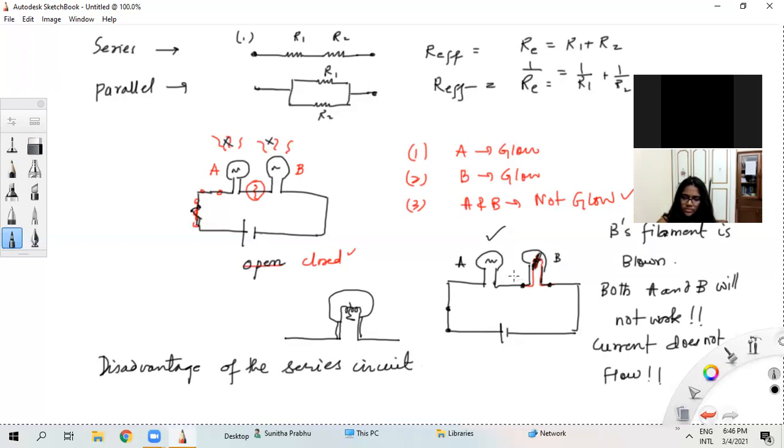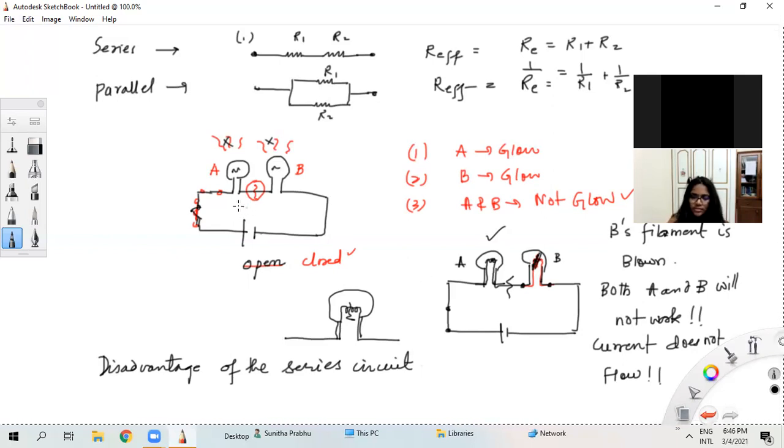The filament being broken is as good as the wire being broken. This is the path. The path through the bulb is through its filament. You're able to understand, right? Yes, so there's no path for the current to flow.